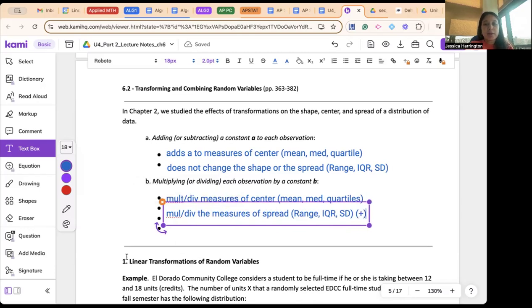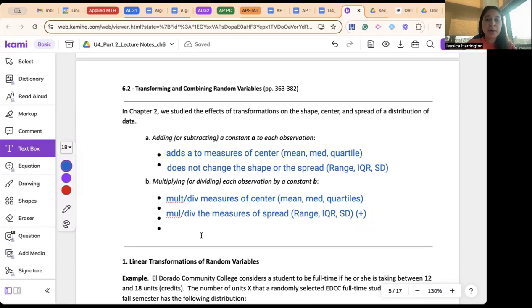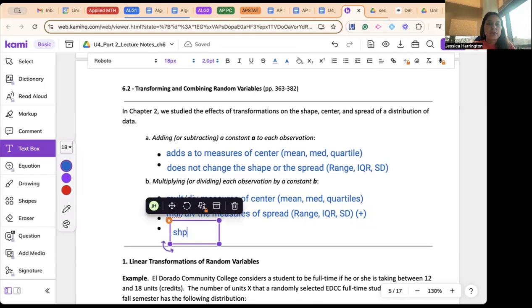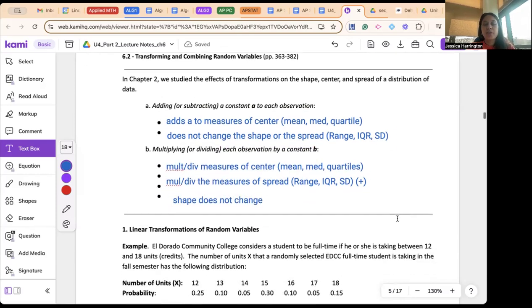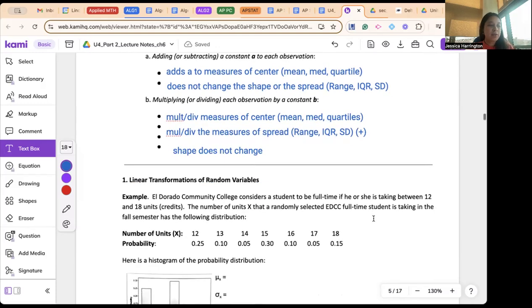So let's just write that. It's positive only. The negative doesn't matter. But shape does not change. The only thing, shape never changes. And then you have to remember when you're adding or subtracting, it only impacts measures of center. When you're multiplying or dividing, it's impacting measures of center as well as measures of spread. So we're going to use that throughout.